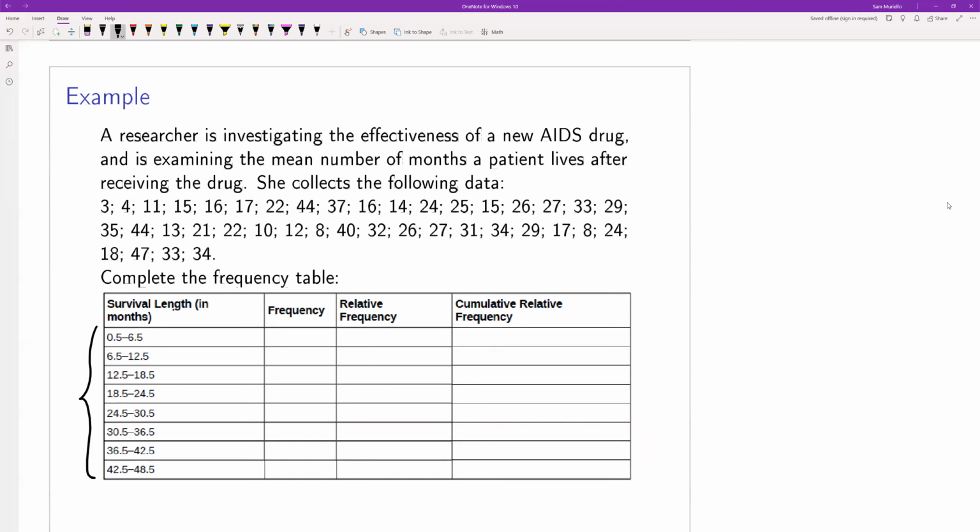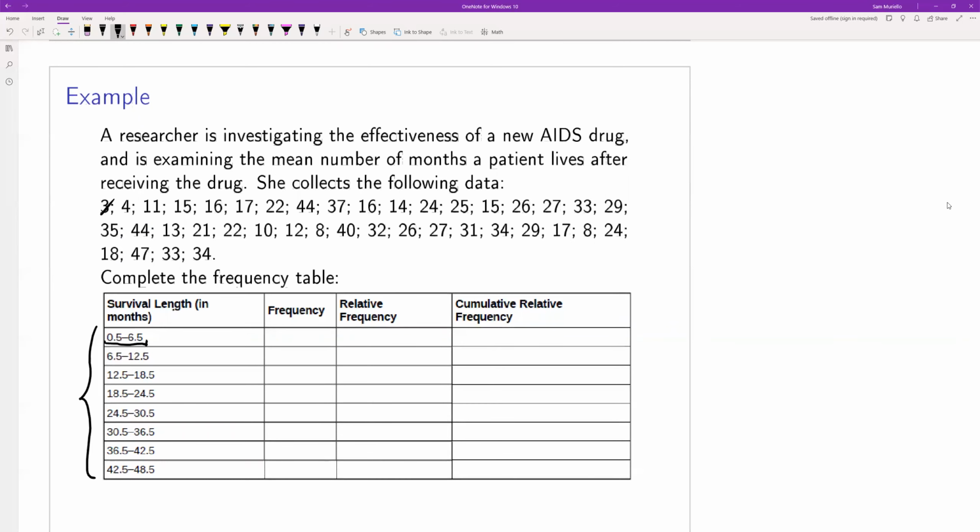For the first one, we're looking for everything that is between 0.5 and 6.5. And the reason that we have it from 0.5 to 6.5 is that there's no question as to where 6 would fall or where 7 would fall. We put a decimal as the break point between the two different categories so that we don't have to worry about whether we include a whole number in one category or the next. So let's just go ahead and tally it up.